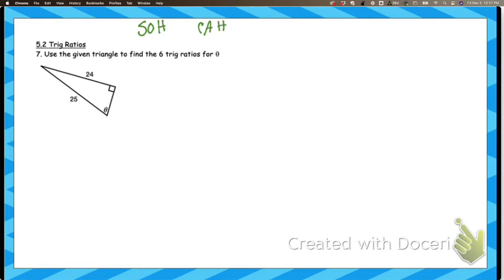SOHCAHTOA. Sine is opposite over hypotenuse. Cosine is adjacent over hypotenuse. Tangent is opposite over adjacent. Then also remember, sine is the reciprocal of cosecant. Cosine is the reciprocal of regular secant. And tangent is the reciprocal of cotangent.